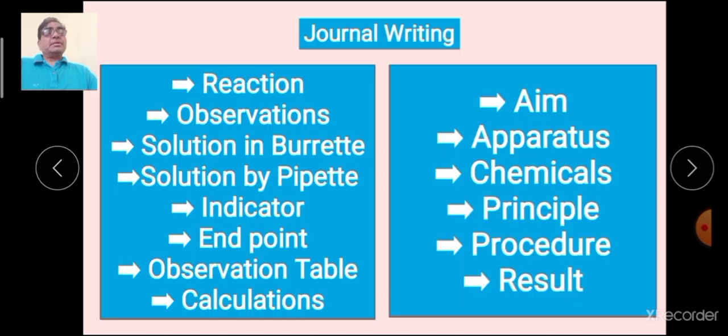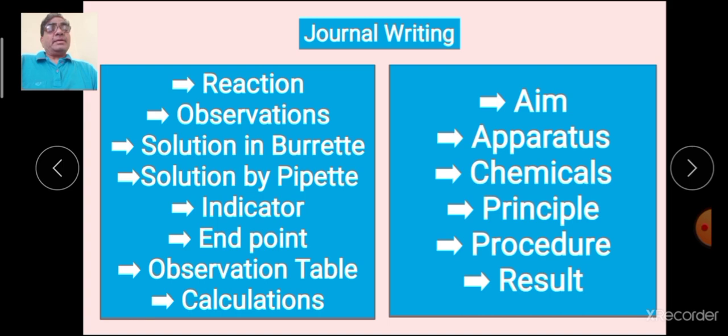Okay. Now how to write the journals, that is on the right hand page. This is the right hand page. You have to write aim, apparatus, then chemicals, principle, then procedure, and finally results. On the left side you have to write reaction, observations, that is solution in burette, solution by pipette, then indicator used, end point, then observation table, and finally the calculations.